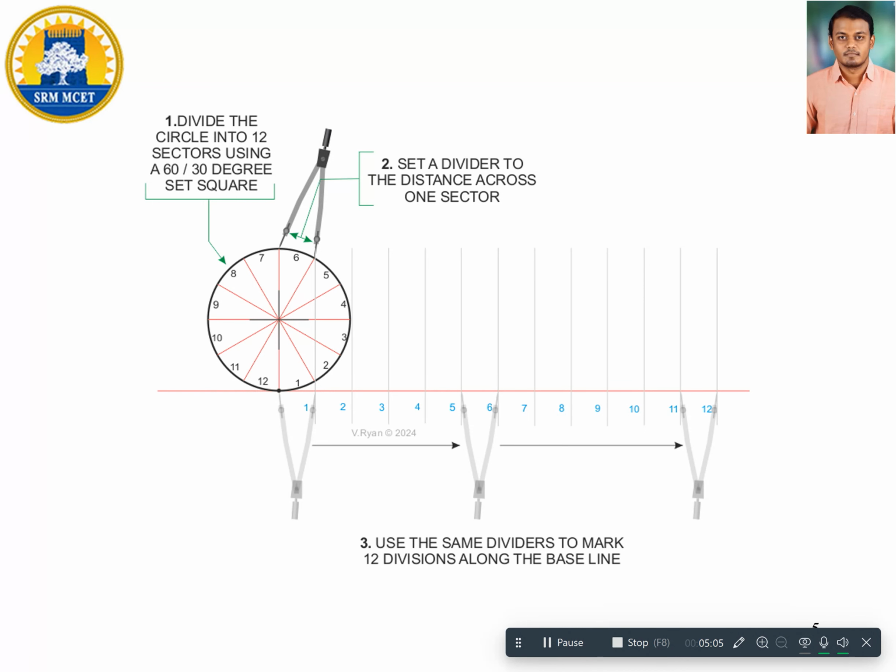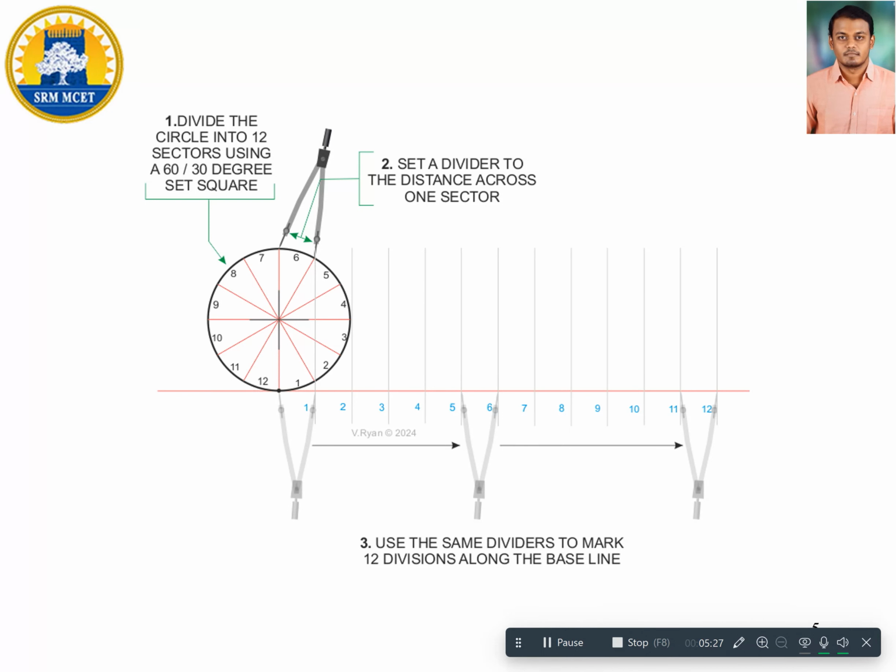Using the divider, measure a particular sector, any one sector, not only the distance between 5 and 6 or 6 and 7. You can use the distance between 1 and 2 as well, and it will be equal. So using this sector, you divide the baseline into 12 divisions. This is the second stage in developing this cycloidal curve.